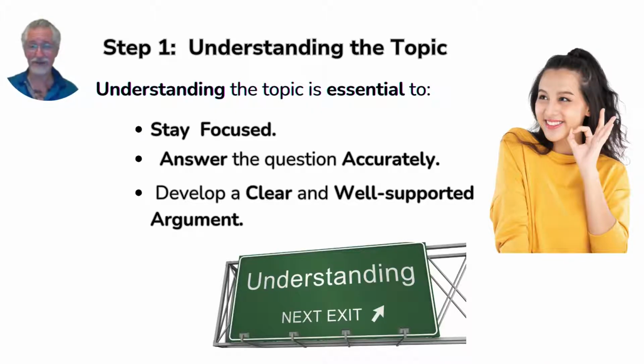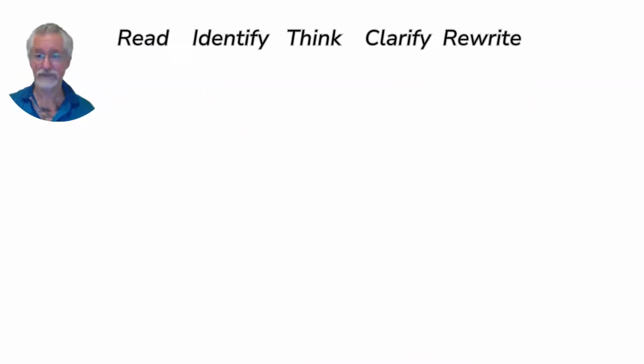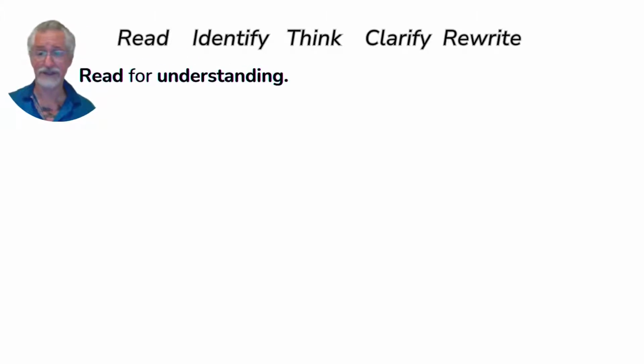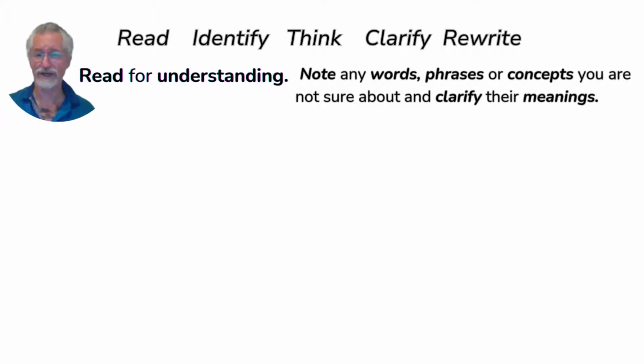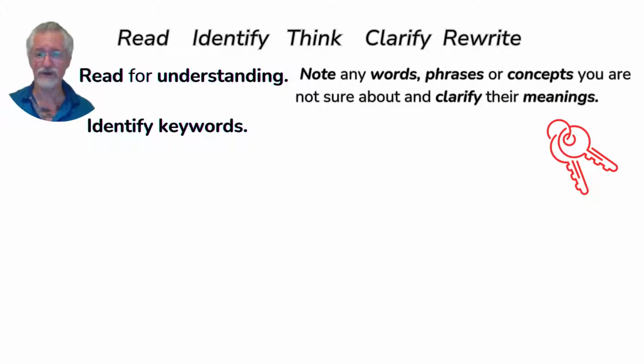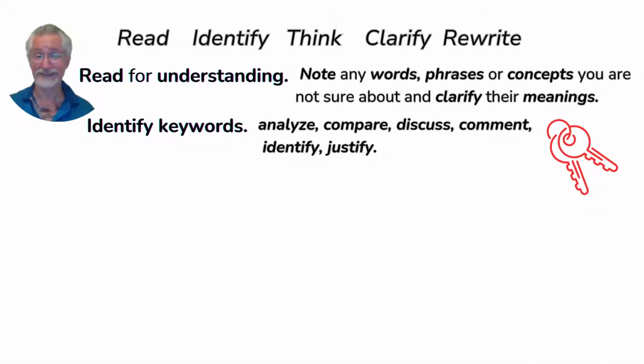So let's have a look at the process we go through to understand the topic. So, when it comes to understanding the question, we need to follow the process to read, identify, think, clarify, and rewrite. The first one is read for understanding. Read the question, the prompt, the instructions, and note any words, phrases, or concepts that you're not sure about or unfamiliar with and clarify their meanings.